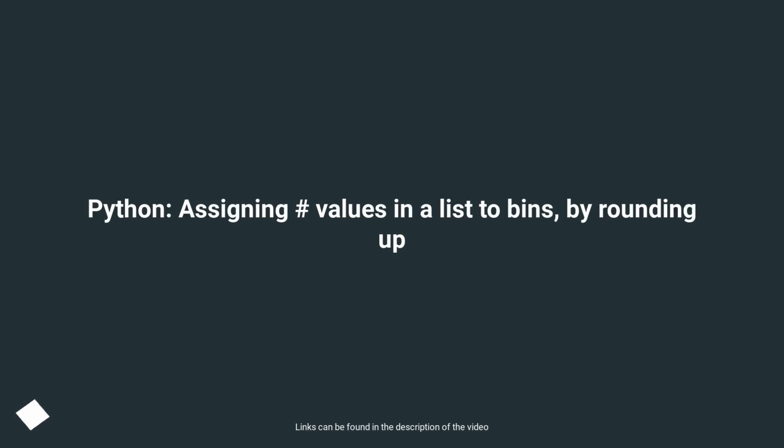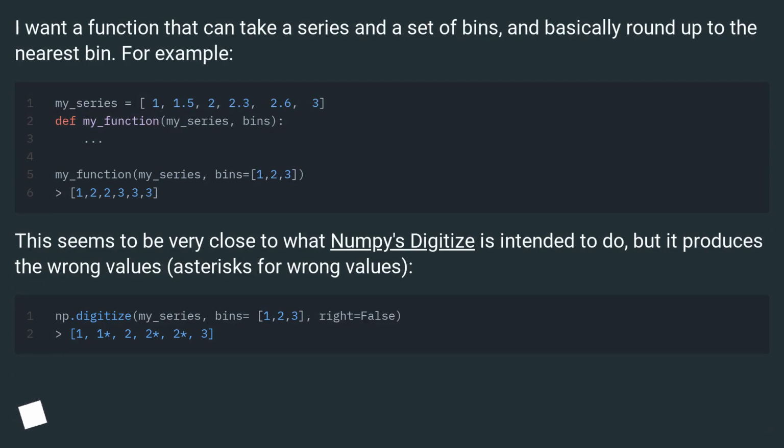Python, assigning hash values in a list to bins, by rounding up. I want a function that can take a series and a set of bins, and basically round up to the nearest bin. For example, this seems to be very close to what numpy's digitize is intended to do, but it produces the wrong values, asterisks for wrong values.